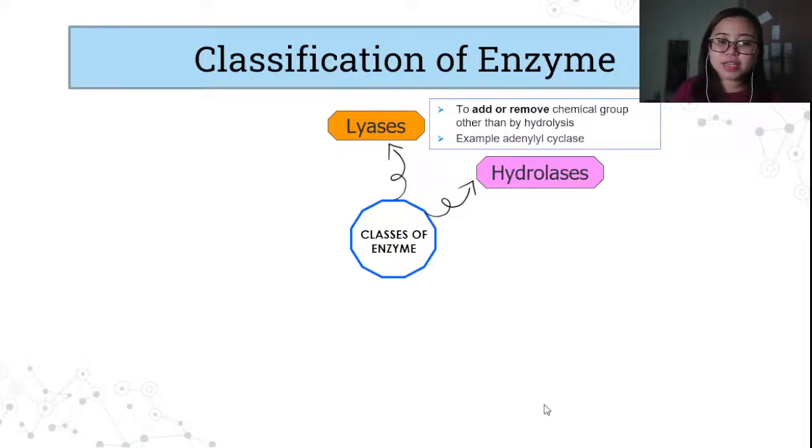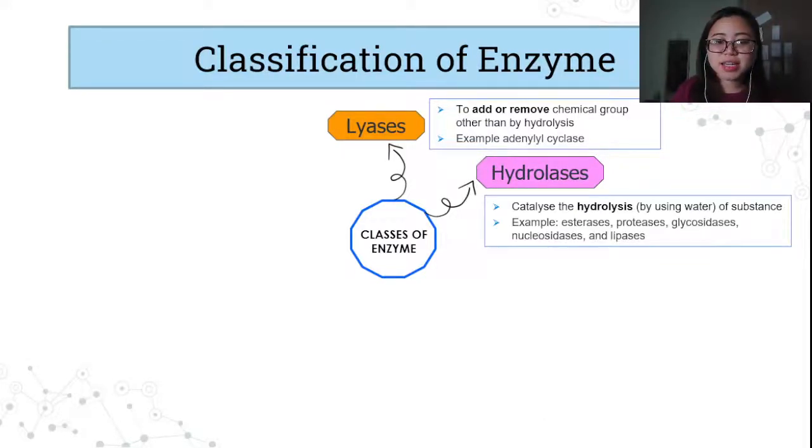The second class of enzyme that we have here is hydrolases. So hydrolases will catalyze the hydrolysis by using water of a substance. So this one will involve using a water molecule to break a substance. Examples of hydrolases are esterases, proteases, glycosidases, nucleosidases, and lipases. Some of these you will actually see a few more times, such as proteases and lipases.